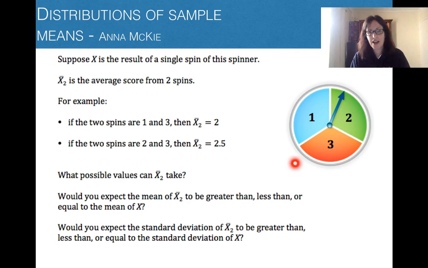Thinking how spread out the outcomes are. So you've got 1, 2 and 3. They're the spread with 2 as your mean. What about the spread of X bar 2, which is the mean of 2 spins? Try to think how spread out they would be. Is that going to be greater or less than?